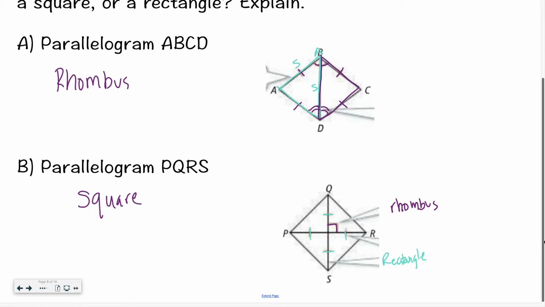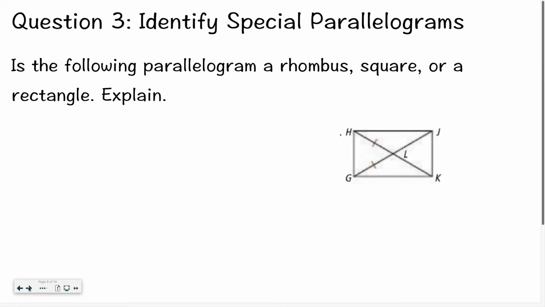All right, question 3 for you. Is the following parallelogram a rhombus, square, or a rectangle? Explain. Good luck.